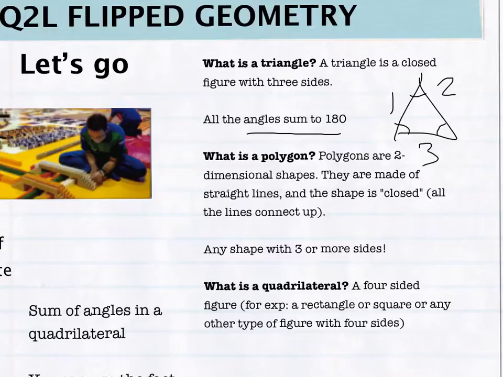Next, let's go over what a polygon is. So, any type of two-dimensional shape is a polygon. So, anytime we have 2 dimensions, not just length, but also not a 3-dimensional shape. And so a triangle is an example of a polygon, but polygons are general terms. They describe any type of 2-dimensional shapes, and they are made up of straight lines, and the shape must be closed, so all the lines connect up. So any shape, really, with 3 or more sides.